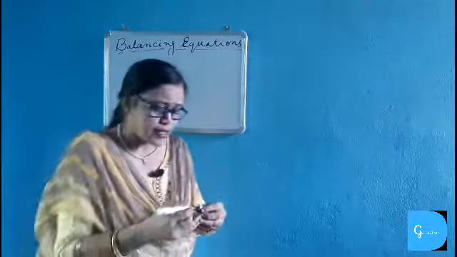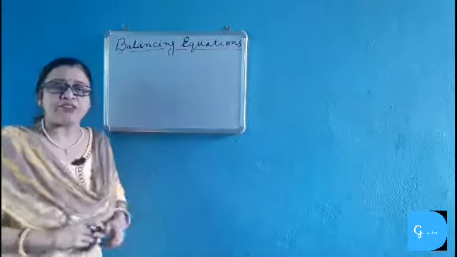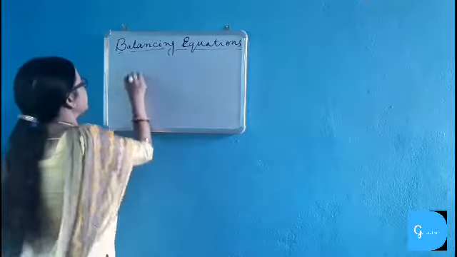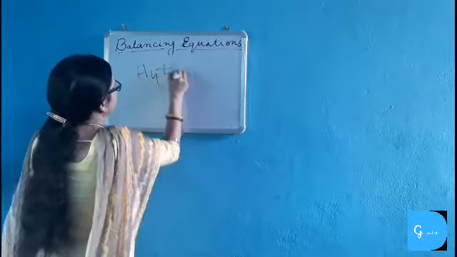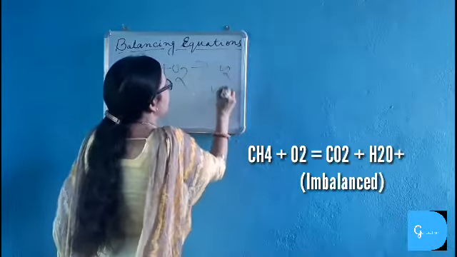Now we will discuss how to balance the chemical equations. Suppose methane is burned. When methane is burned, it gives carbon dioxide and water.